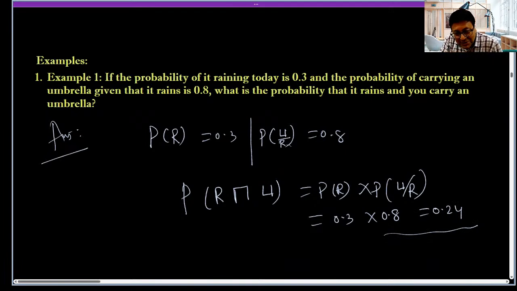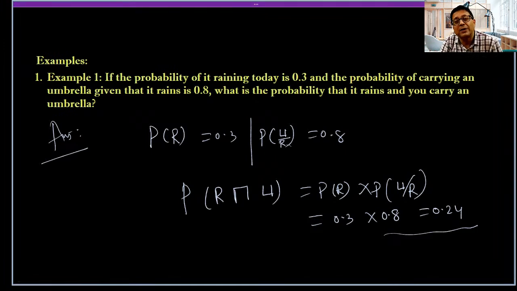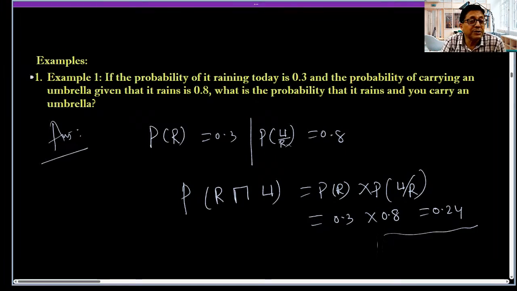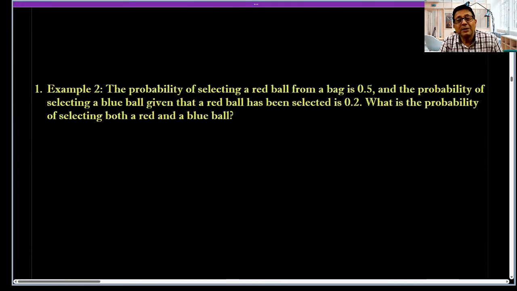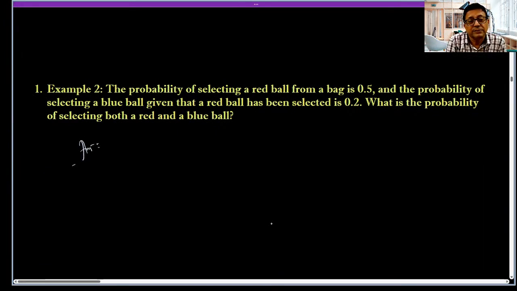Clear? Understood? Read the statement and solve accordingly. Hope you have understood. Raining 0.3. Carrying an umbrella, it rains 0.8. What is the probability that it rains and you carry an umbrella? So this is joint occurrence. Let us go for next one. Probability of selecting a red ball from a bag is 0.5. And probability of selecting blue ball given the red ball. See, similar statement. These are easier than the sum we have taken earlier, because statement is so easy here.